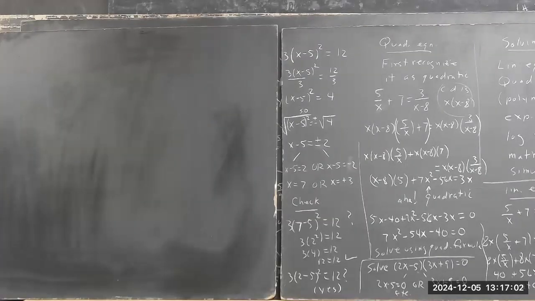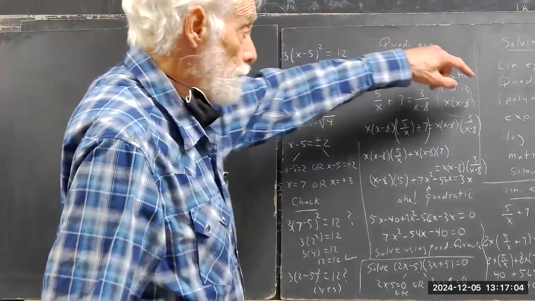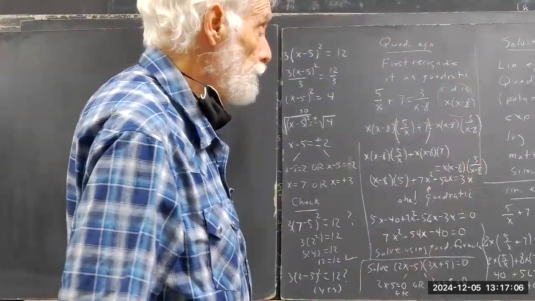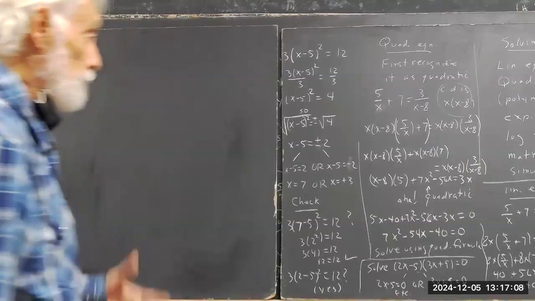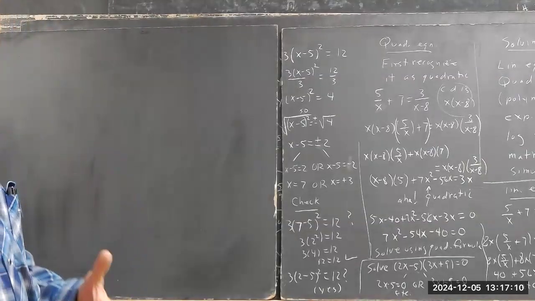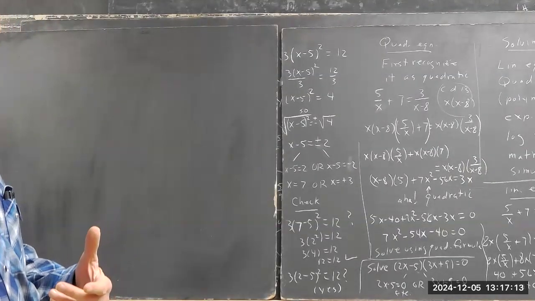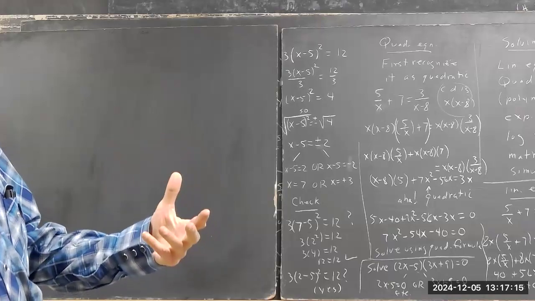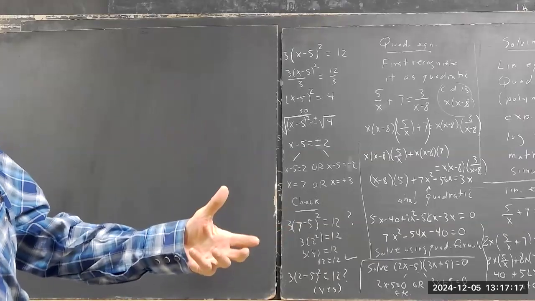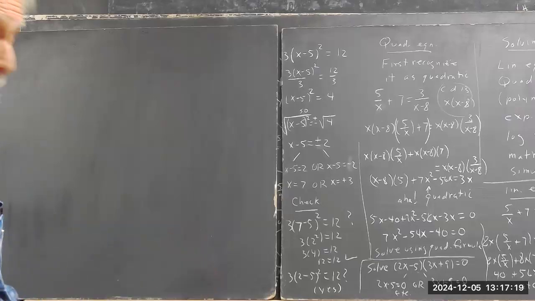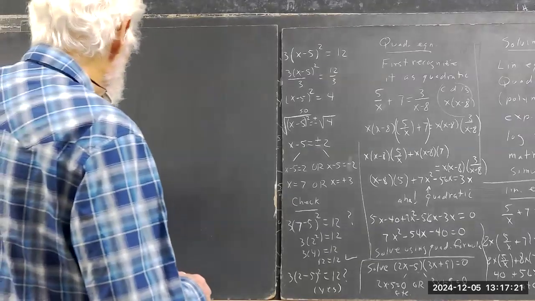Okay, we've talked about linear equations, quadratic equations, polynomial equations. Exponential equations and logarithmic equations are easy unless they're impossible. And I'm not going to give you any impossible ones, at least not intentionally. Okay. Examples.